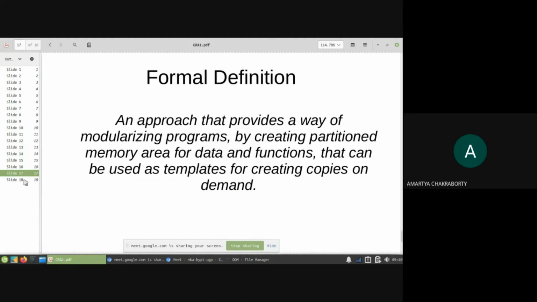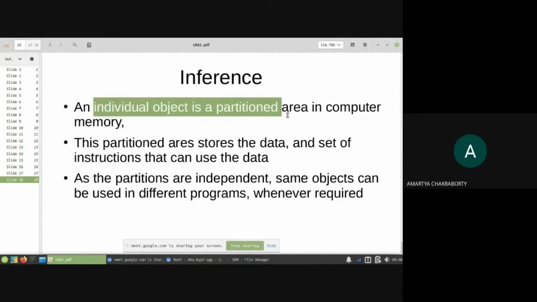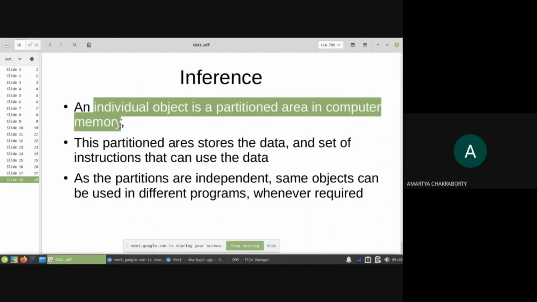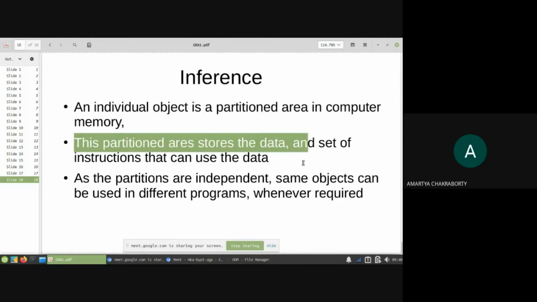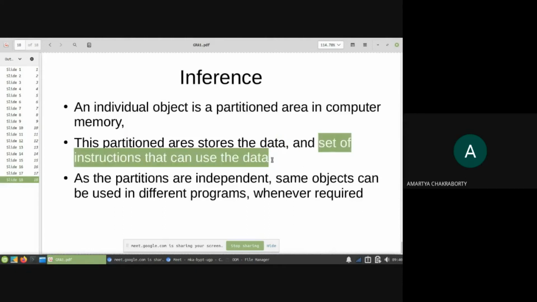Okay, we have come to the last slide of our lecture. This slide says that an individual object is a partitioned area in computer memory. This we have already understood. This partitioned area stores the data and a set of instructions that can use the data, and these instructions we call the functions. So this is the summary of object-oriented programming that we have learned today.